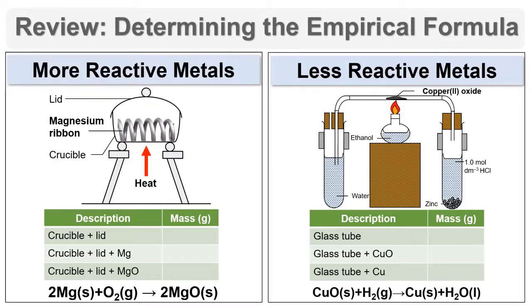For more reactive metals, we heat metal with oxygen to form metal oxide. This method is suitable to determine the empirical formula of calcium oxide, magnesium oxide, aluminum oxide, and zinc oxide. For less reactive metals, we heat metal oxide with hydrogen to form metal. This method is suitable to determine the empirical formula of tin(II) oxide, lead(II) oxide, and copper(II) oxide.